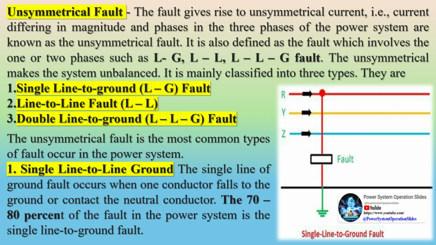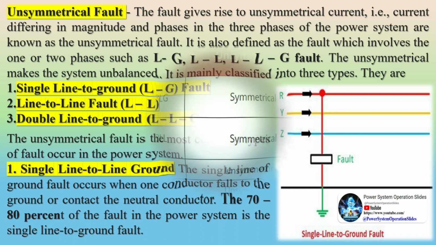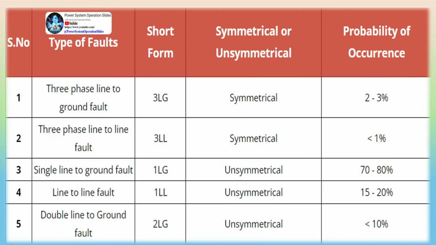Single line to ground fault. The single line to ground fault occurs when one conductor falls to the ground or contacts the neutral conductor. 70 to 80% of the faults in the power system are single line to ground faults.